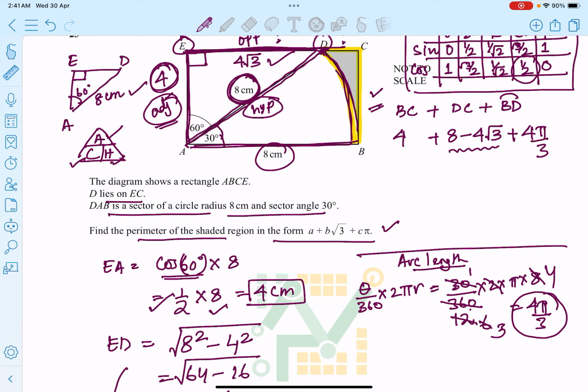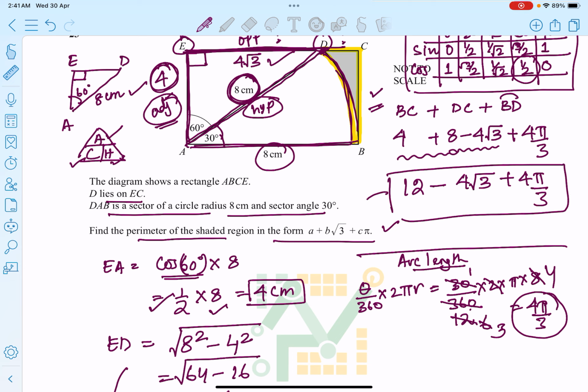Yes. So I think we got 4 plus 8, right? What is 4 plus 8? Yes, so this one I got 4 plus 8. It will be 12 minus 4 root 3, right? And yes, this one we got 4 pi over 3. So this is how we have to write down as per this question. So A equals 12, B equals minus 4, and C equals 4 pi over 3. Did you get it, everyone, clearly? Yes, this is how we have to simplify this.